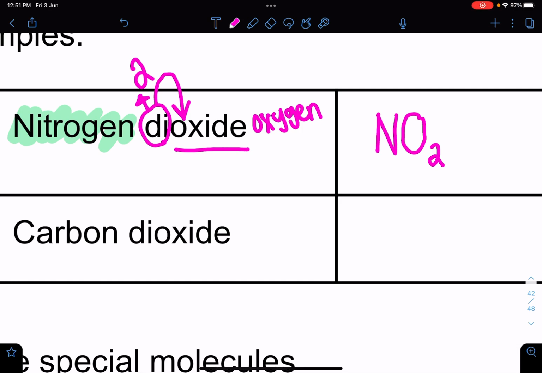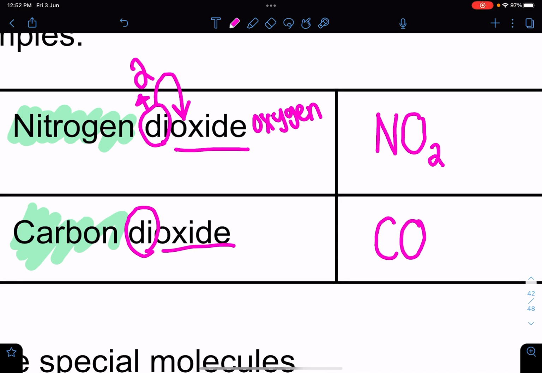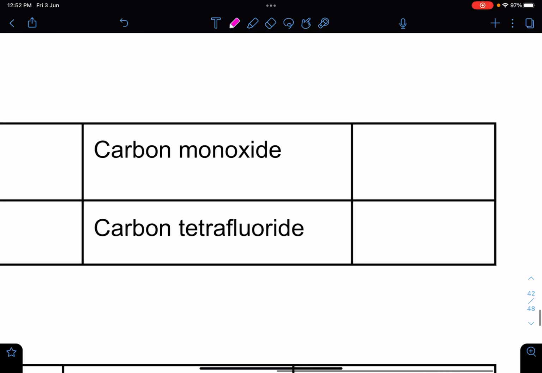The same thing would apply for carbon dioxide. Carbon has the chemical symbol of C. Same thing, I am approached with a dioxide. Oxide represents oxygen. And how many oxygens are there? There are 2 oxygens. Okay, now let's take a look at other examples.